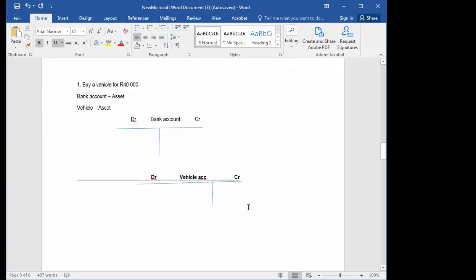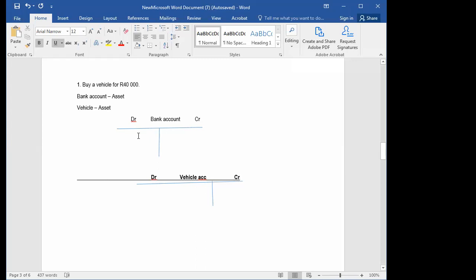This is an account, guys. I'm very sorry about the errors, but I want to show you how to draw an account. This is a T account, with the two accounts that must be affected. Okay, now we can record the transaction.